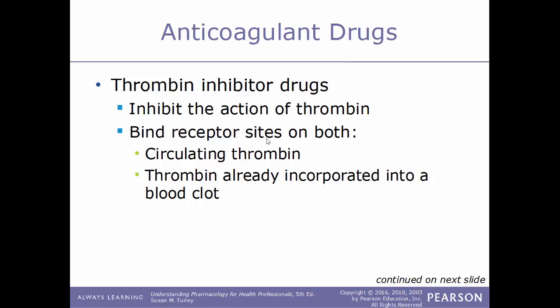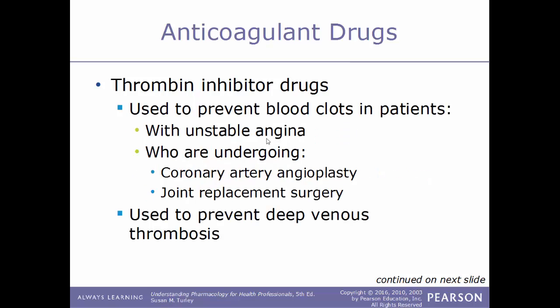These will bind to the receptor sites of both circulating thrombin in the blood and the thrombin that's already incorporated into the blood clot. Now, these are used to prevent blood clots in patients with unstable angina or who are undergoing coronary artery angioplasty or a joint replacement surgery. And they can also be used to help prevent deep venous thrombosis.